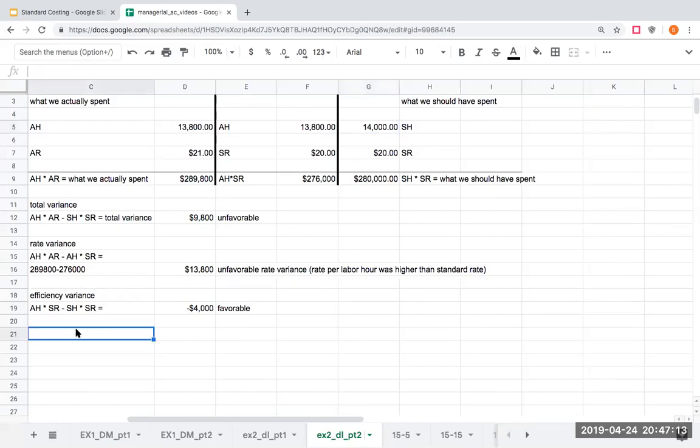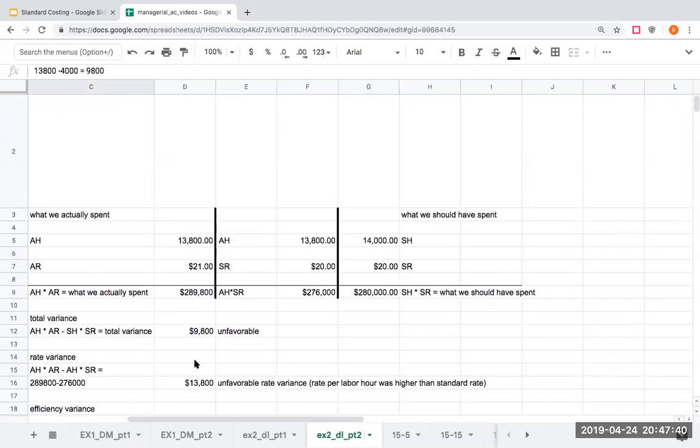So when I add up my rate variance plus my efficiency variance, I need to get to my total variance. And so here we're saying 13,800 minus 4,000 is going to give us 9,800. So I know that this here works. Okay, so that's how we go through and we further go down and isolate these variances.